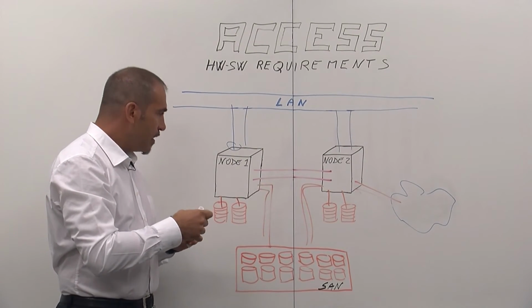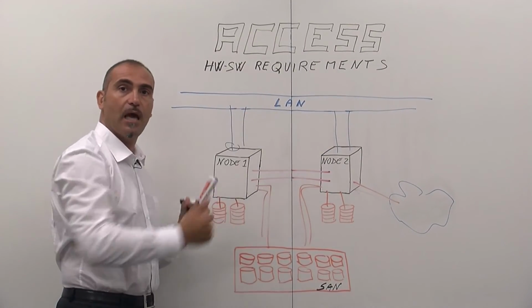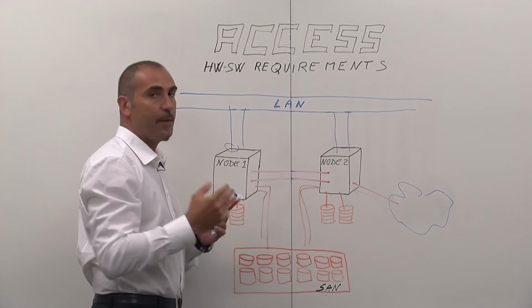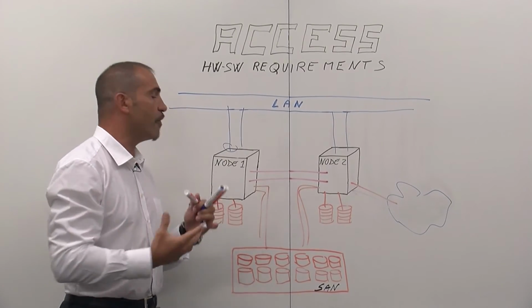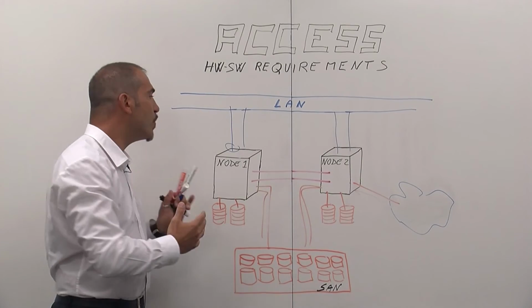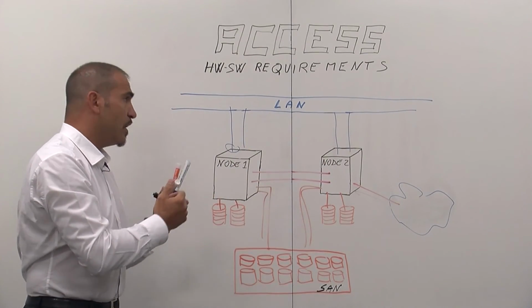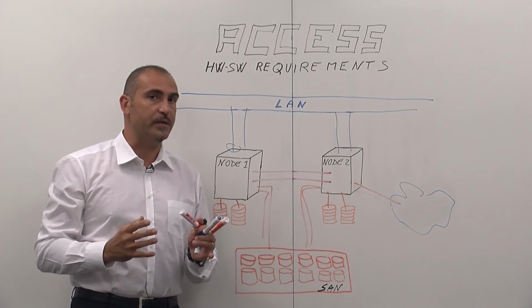We need 4 IP addresses for each node, 8 IP addresses in total. And then we need to add 1 additional IP address, that is the cluster IP address, for management, for VOM connectivity, so that from VOM or from other systems we can reach the cluster and manage the cluster. 9 IP addresses are strictly required in total.